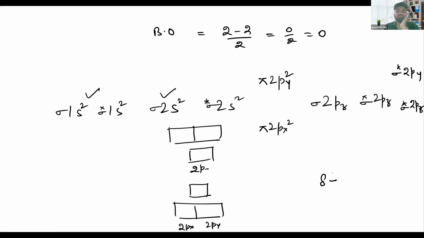And how many electrons are there in the anti-bonding? 4. So you will divide by 2: 8 minus 4, divided by 2, you will get 2. The bond order is 2. Are you getting it?